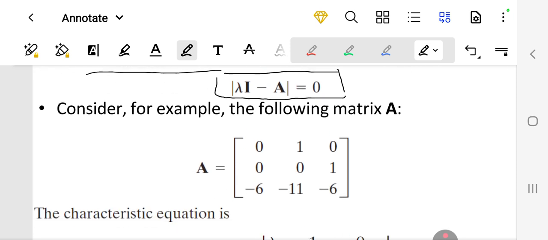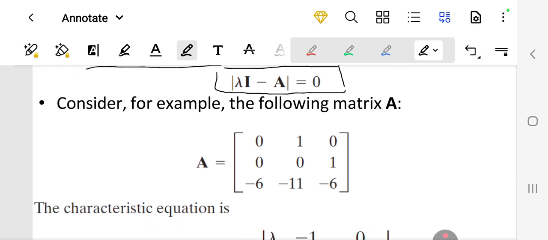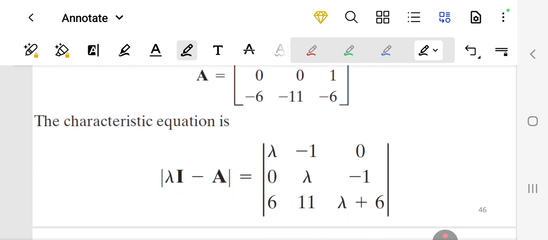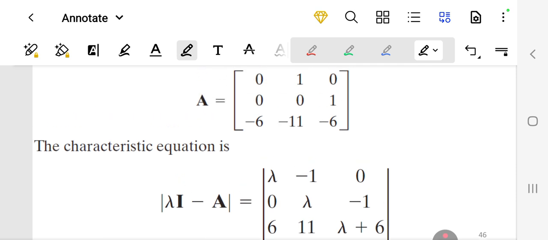Consider the following example. We have the A matrix: 0 1 0 in the first row, 0 0 1 in the second row, and negative 6, negative 11, negative 6 in the third row. We determine the characteristic equation, which is lambda I minus A. Then we subtract the diagonal elements of A from lambda. Lambda minus 0 equals lambda. Lambda minus 0 equals lambda. Lambda minus negative 6 equals lambda plus 6.